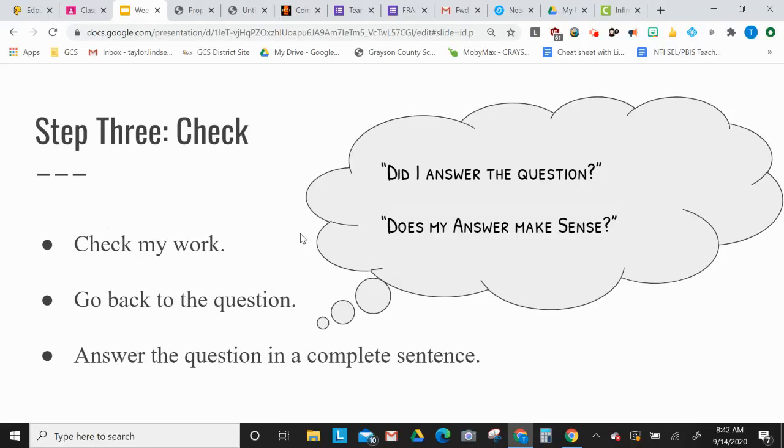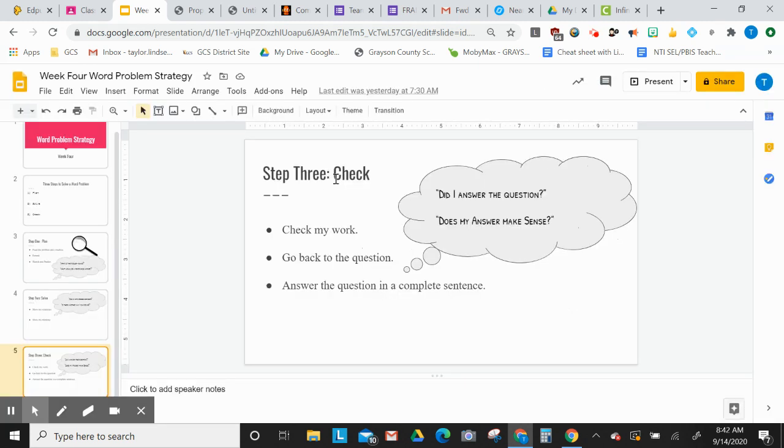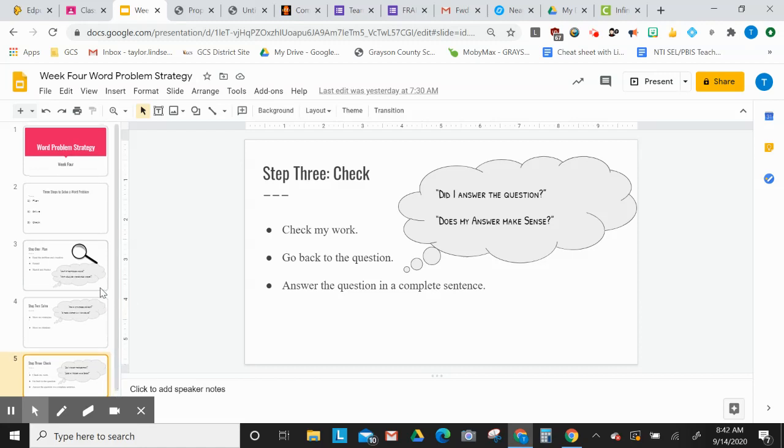Now, I want you to apply these strategies in problems in the future. Maybe go back and look at last week's work and try this on one of our story problems and see if this helps you better understand the word problem.